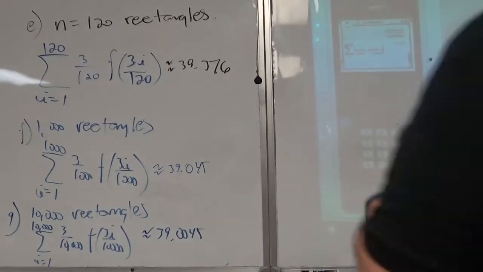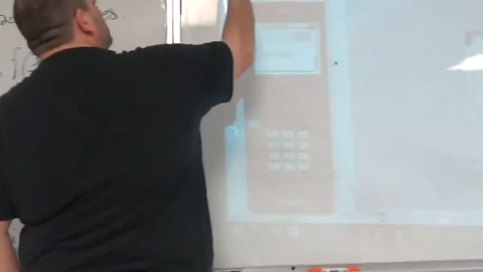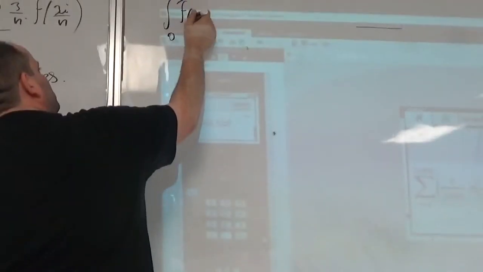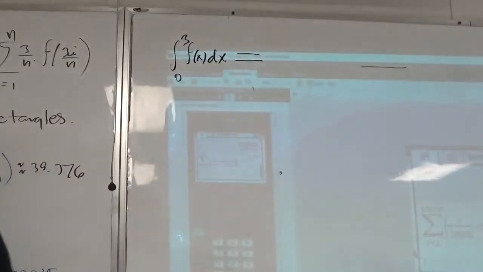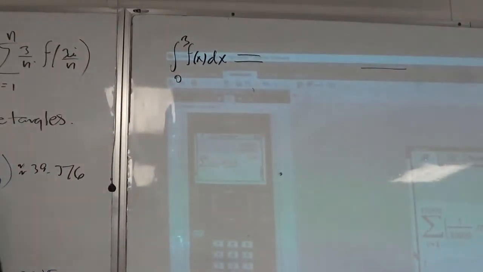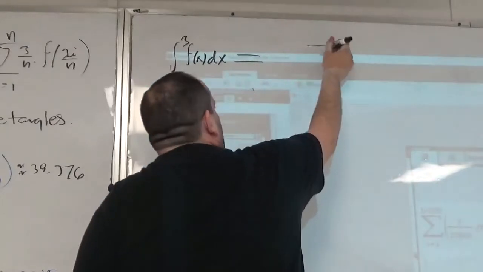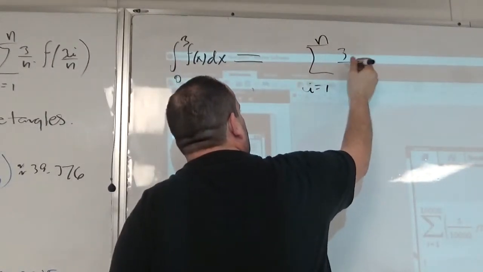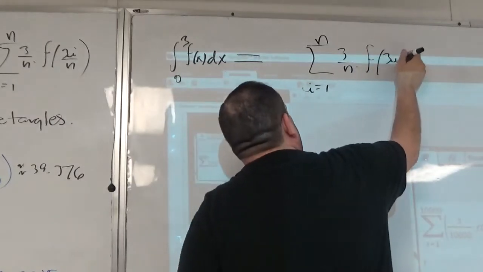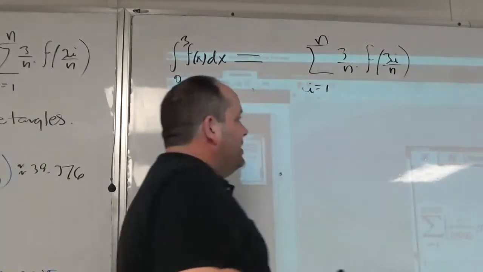So to get the exact area, this is where we're going. If I want to do the integral from 0 to 3 of f of x dx and not approximate but get an equality, what I need to do is say, okay, let's do this sum from 1 to n of 3 over n, f of 3i over n.